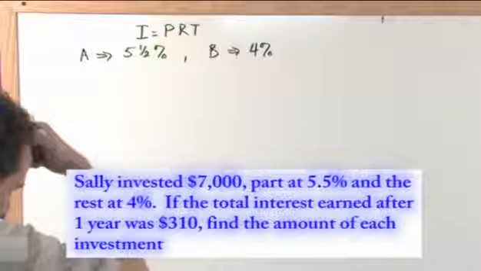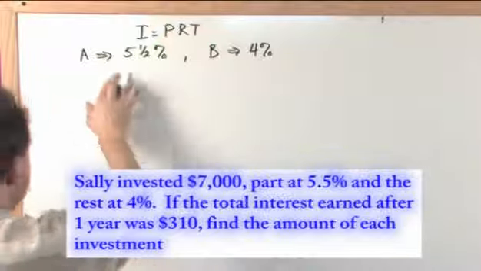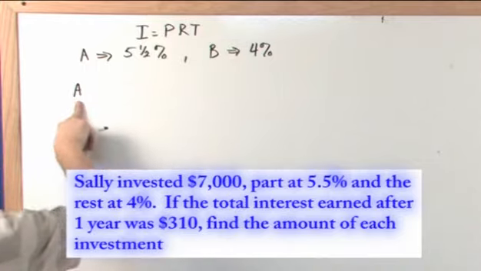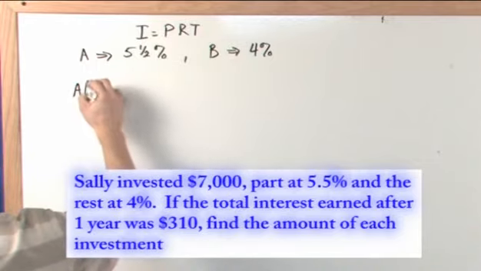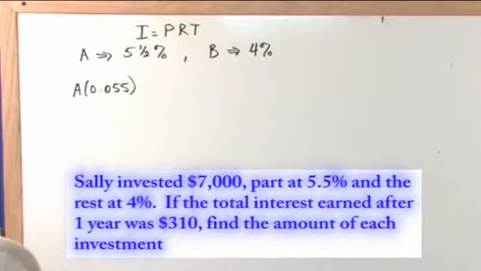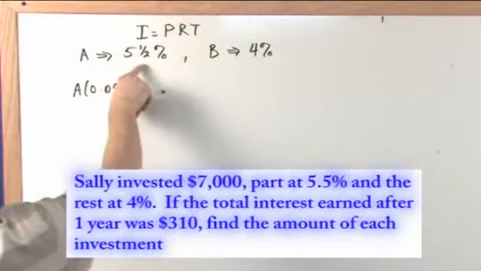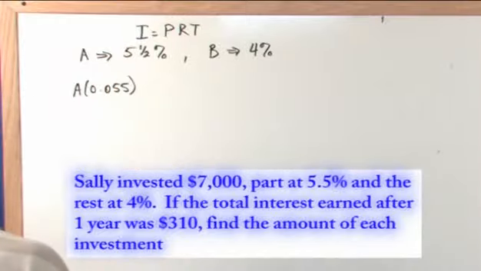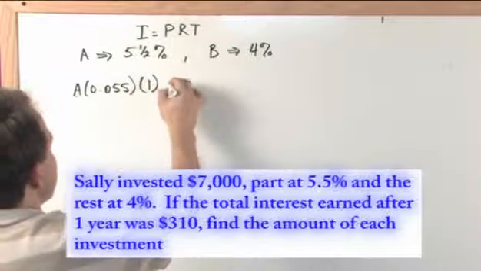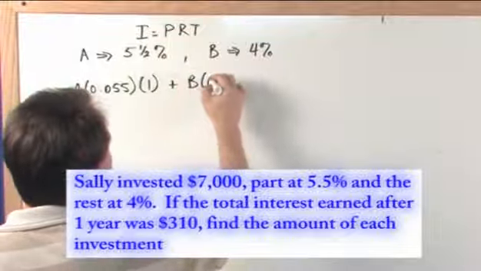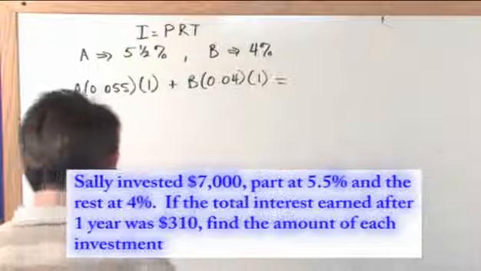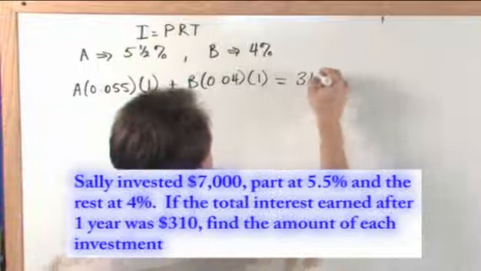Okay, so let's go ahead and write our equation for how much interest we earn. PRT, principal would be A, that's how much money I put into A, times the rate, 0.055, which is 5.5% in decimal form. Just 5.5 divided by 100, and you'll get the decimal there. And it's after 1 year, so the time is going to be 1 year, plus however much money I put into B times 0.04 for that interest rate times the same year. And the total amount of interest I earned after that time is $310.